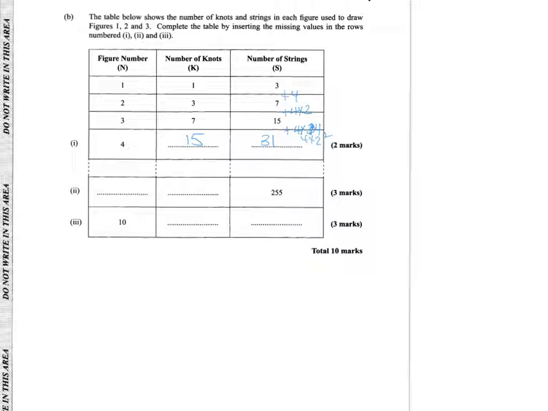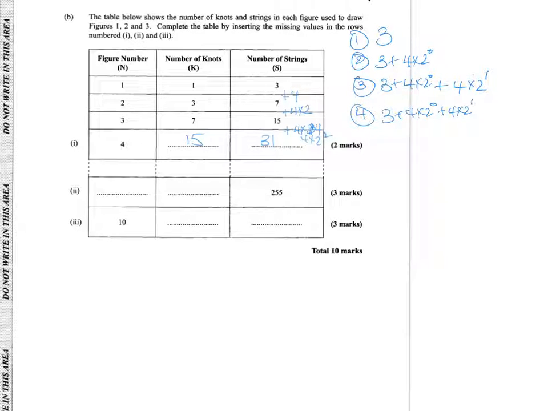Okay, so for the next piece, let's look at the pattern for the numbers for the string. So the first number is 3 for figure 1. Figure 2 is 3 plus 4 by 2 to the power 0. Figure 3, 3 plus 4 by 2 to the power 0 plus 4 by 2 to the power of 1. For the next one, it is 3 plus 4 by 2 to the power 0 plus 4 by 2 to the power 1 plus 4 by 2 to the power 2.